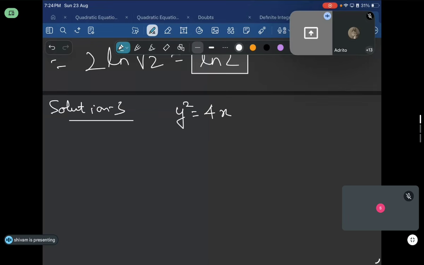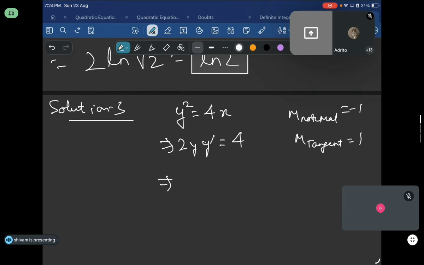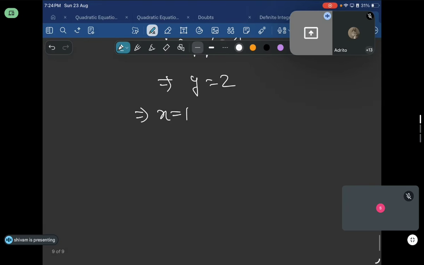So we have to find out the point. How to find out the point? 2y y dash is equal to 4. Actually, slope of normal is equal to -1, so slope of tangent is equal to 1, right? So from here y dash is equal to 1. So what is the value of y? Y is equal to 2, right? If y is equal to 2, what is the value of x? This implies x equal to 1. So that means we have to draw the normal at 1, 2.